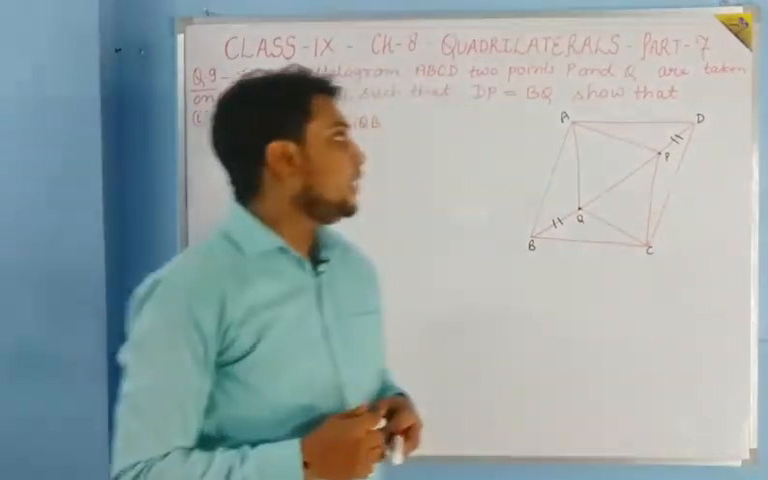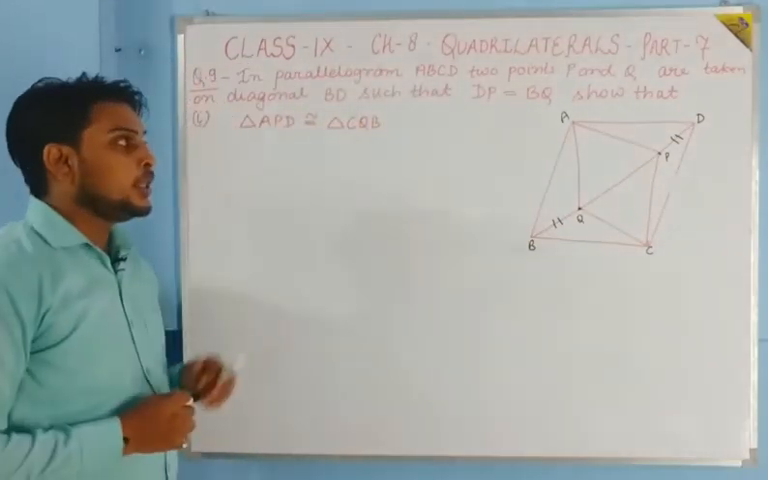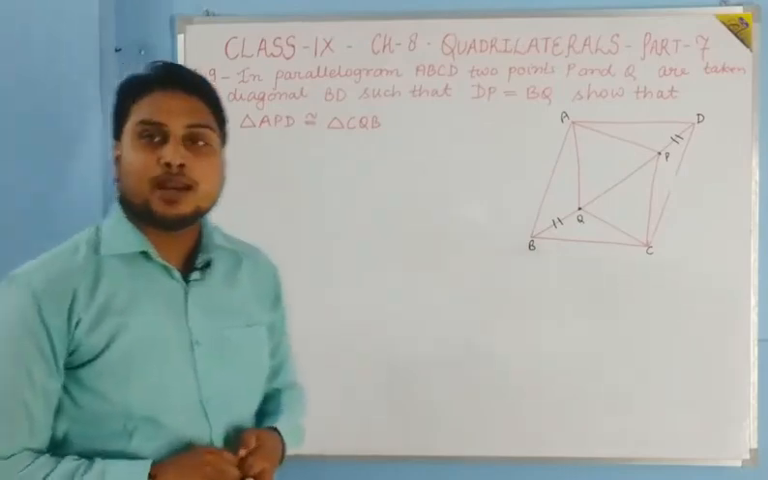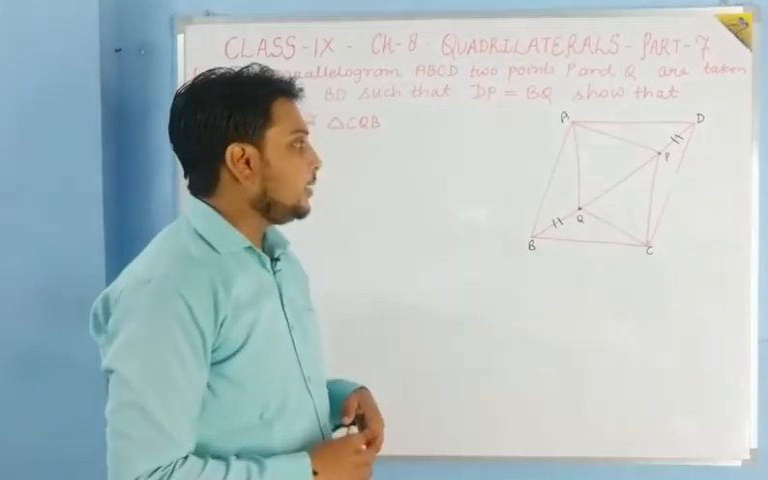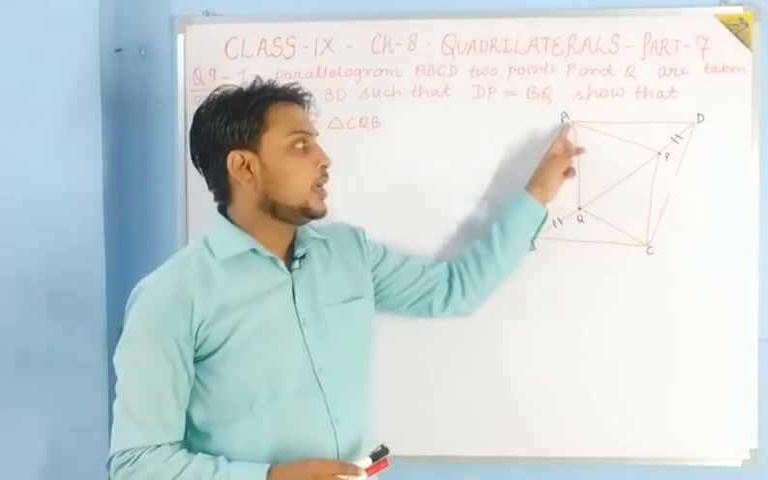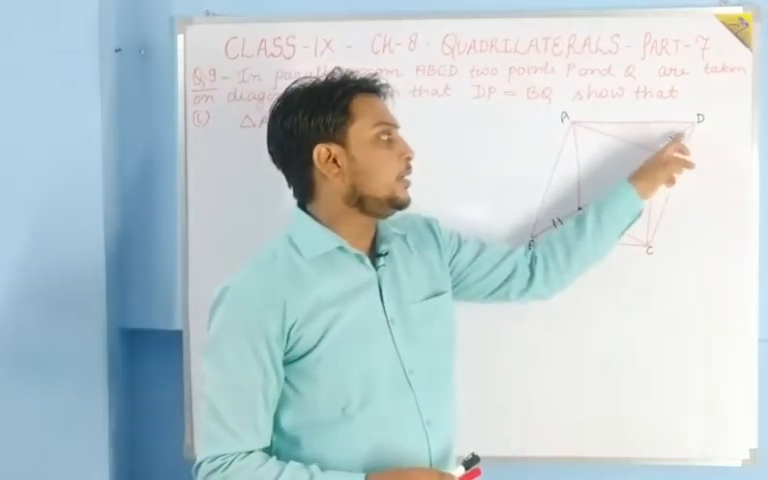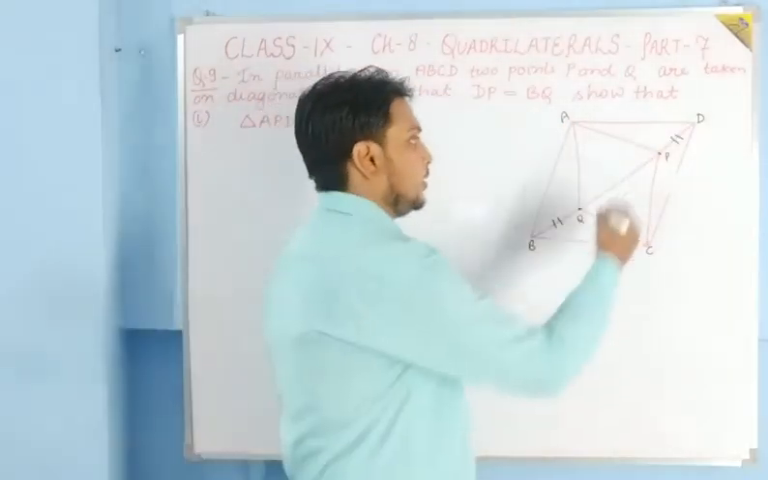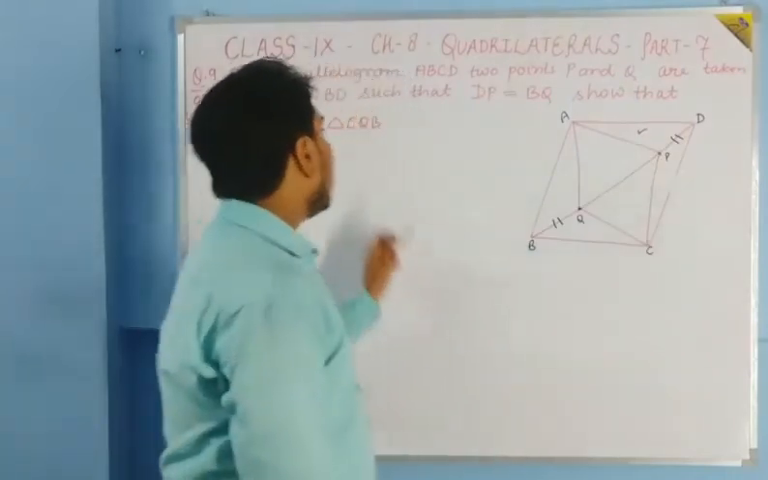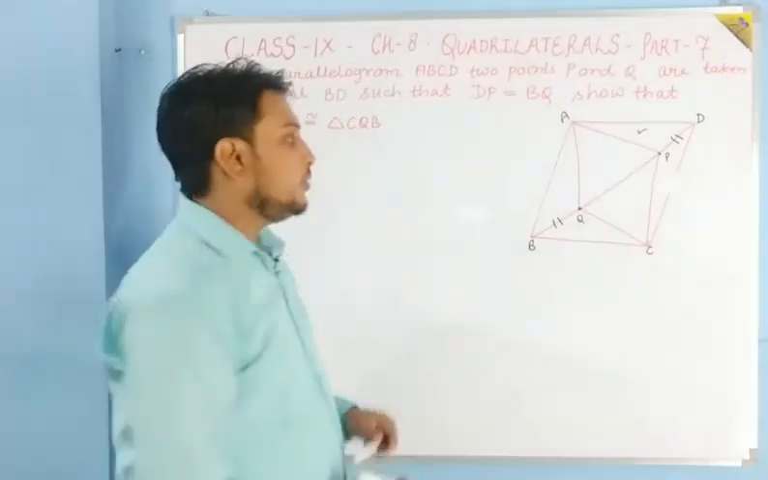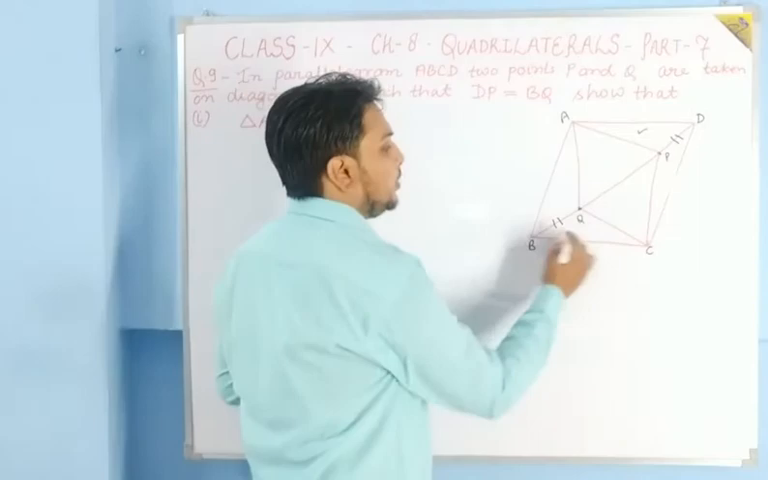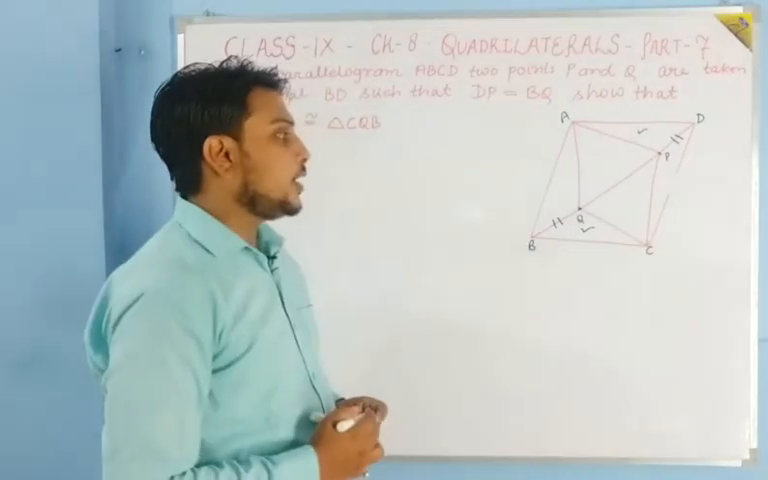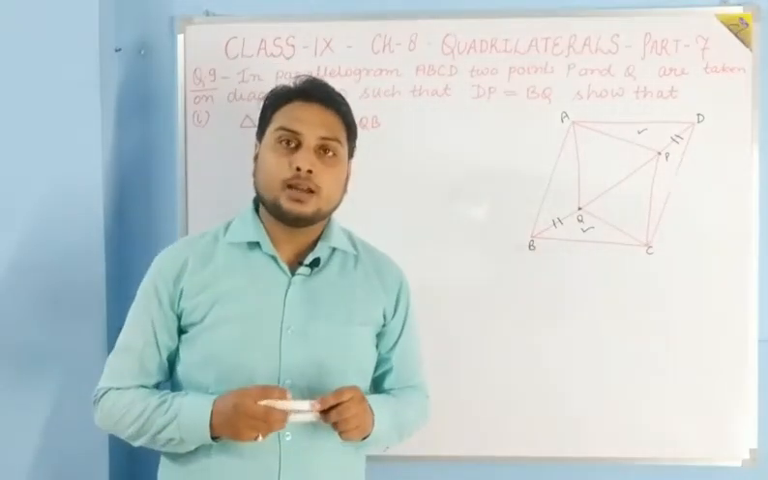So we have to show, the first question is, that triangle APD is congruent to triangle CQB. Which triangle is APD? Triangle APD means this triangle. Which triangle is CQB? CQB, this triangle. So these two triangles we have to show that they are congruent.